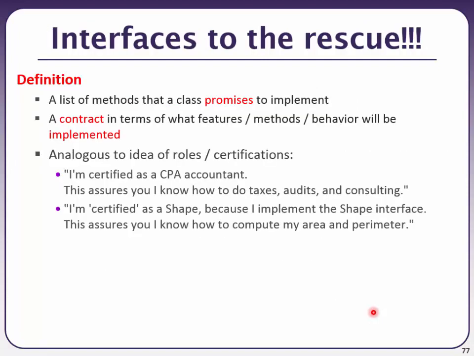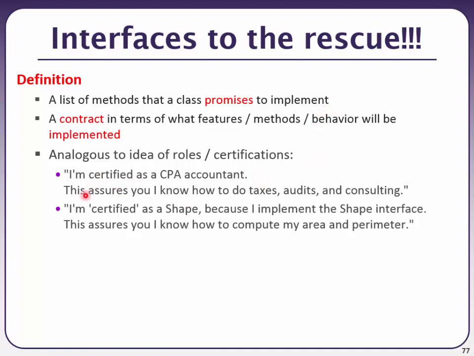Here come interfaces, okay? So what is an interface? An interface is a way to write down a list of methods that a class promises to implement, okay? So it acts like a contract in terms of behavior, in terms of methods, and it says, well, if something is of the interface shape, that means it needs to provide a method perimeter and a method area, for example, okay, to relate this to our example.